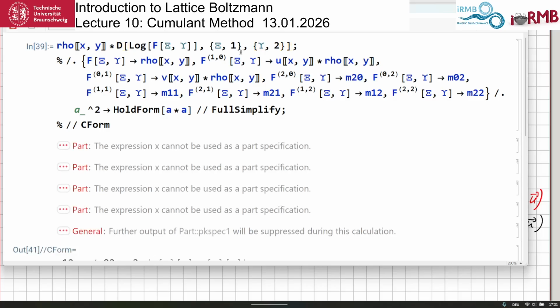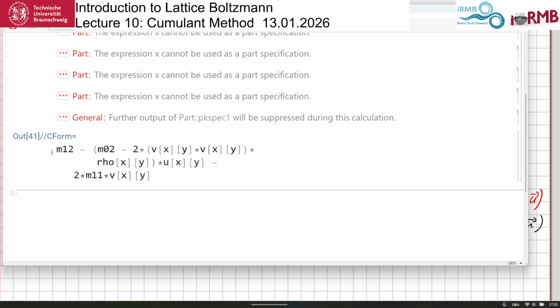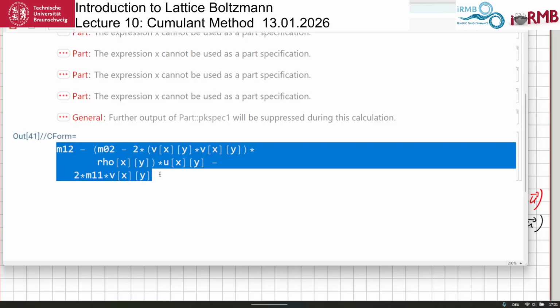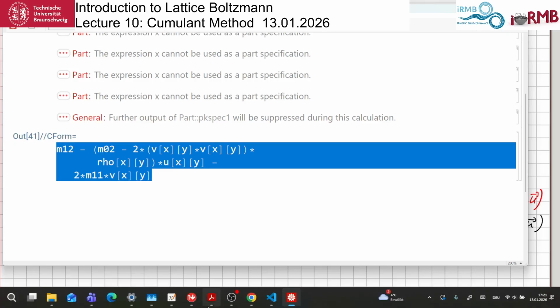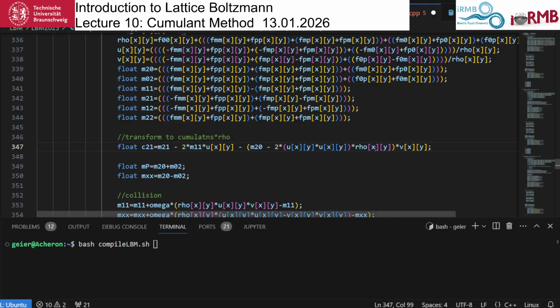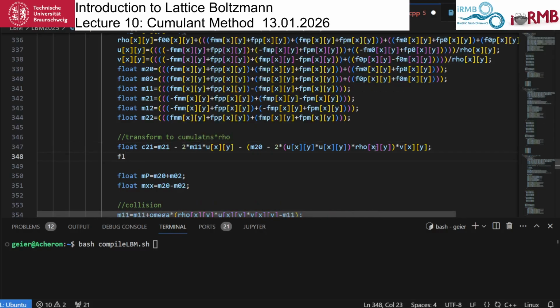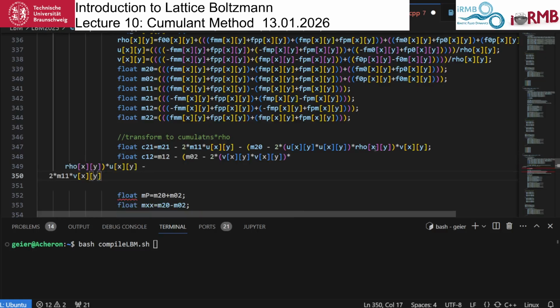Okay, let's see the other one. The other one. We are here. So float C12 is equal to that guy.